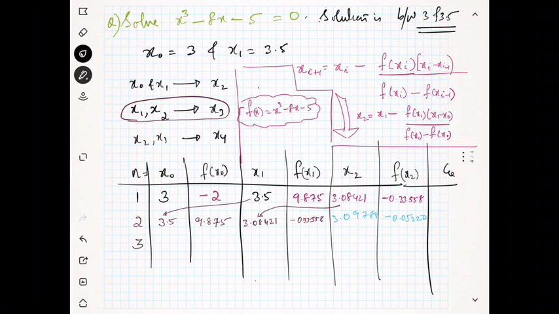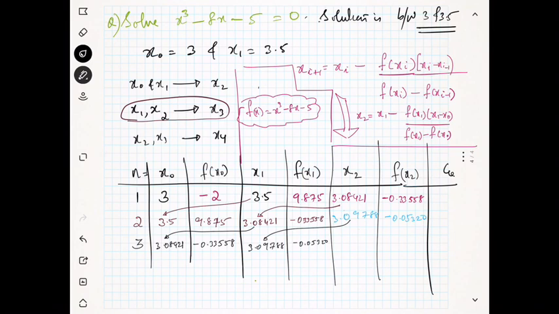Now we will use the third iteration. In the third iteration, we will change again our x0 with x1, 3.08421, and we will use our new x2 as our x1, 3.09788. Okay, after that, you know f of x0, that means f of 3.08 is minus 0.3358, right? And when you know x1, that means f of 3.09 is minus 0.0520.